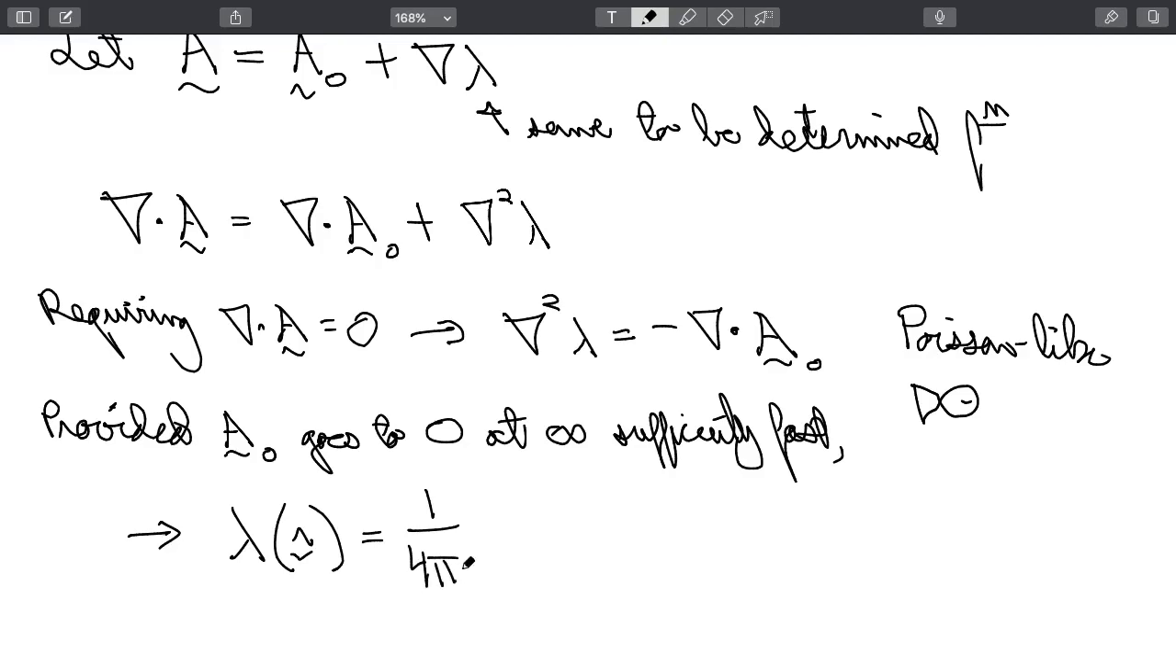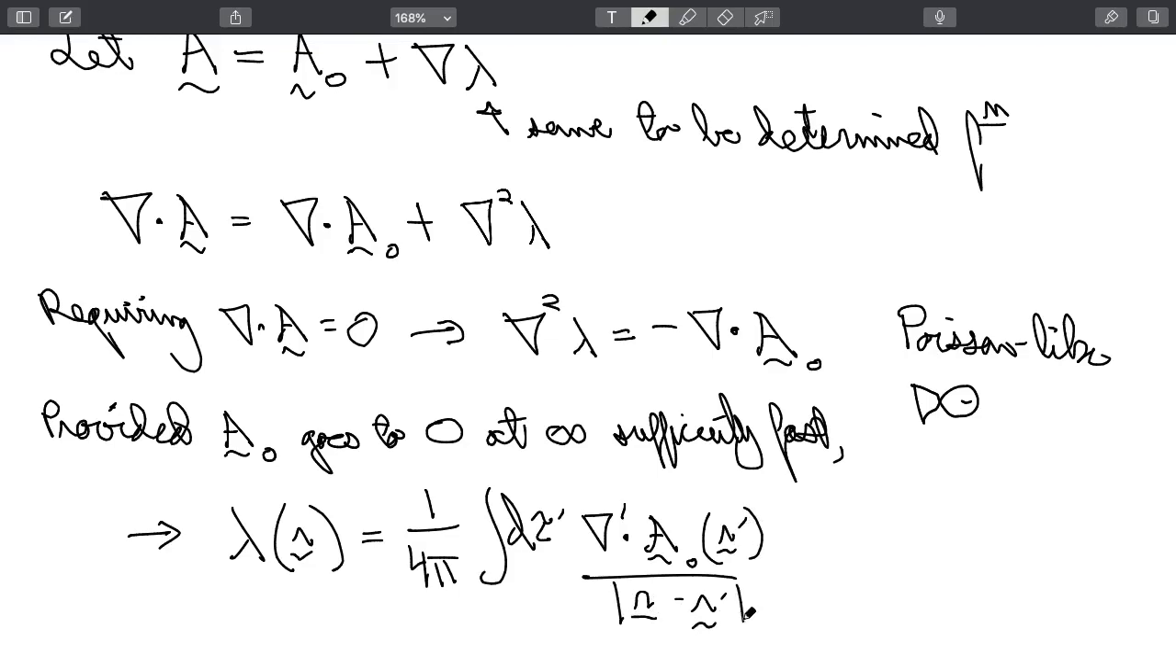You remember Green's theorem, all these things. So, integral d tau prime over your space of now just your source function, right? And the source function, of course, now is in prime coordinates because I'm doing this integral here, A0 of r prime, all that divided by the magnitude of r minus r prime, and you're done.